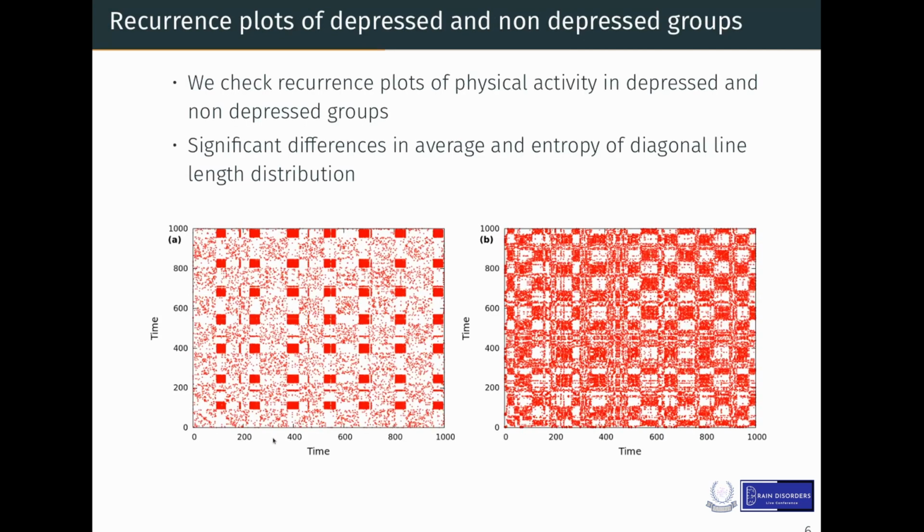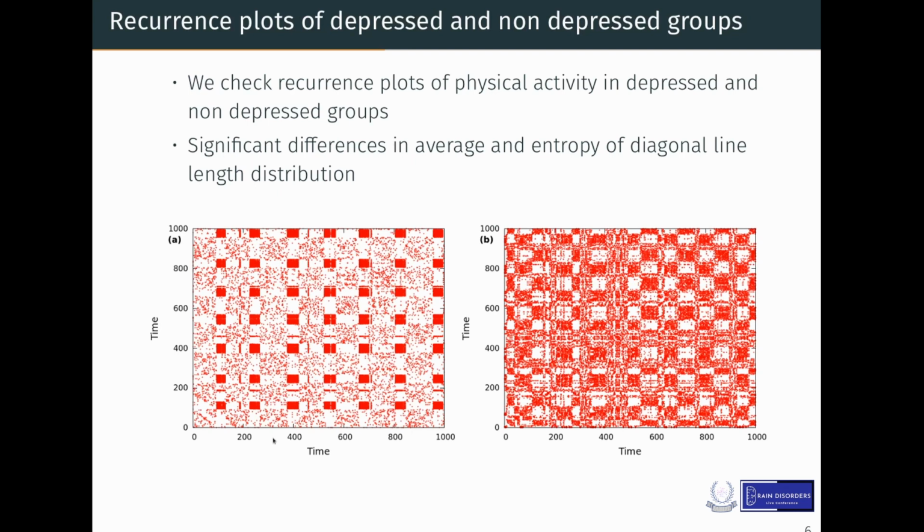So what did we do? We checked the recurrence plot of physical activity in the depressed and non-depressed groups, right? And what you can see is, on the left in figure A, I've shown the recurrence plot associated with a non-depressed individual, and on the right with a depressed individual. You can immediately see that the recurrence plot shows significant differences. Right? There seems to be more order in the non-depressed individual than in the depressed individual.